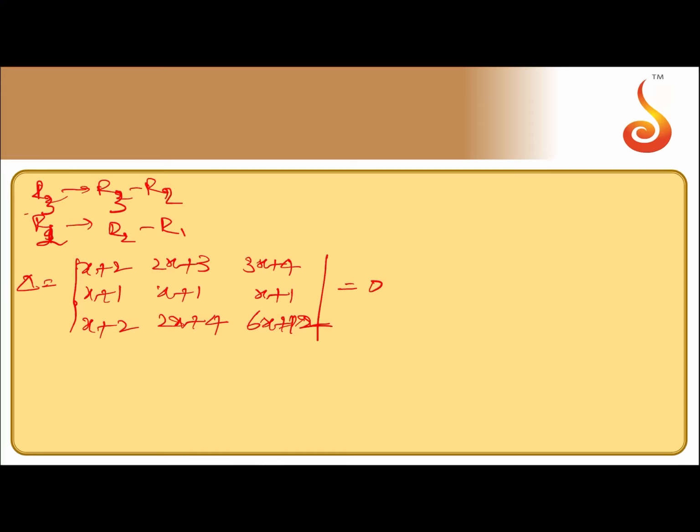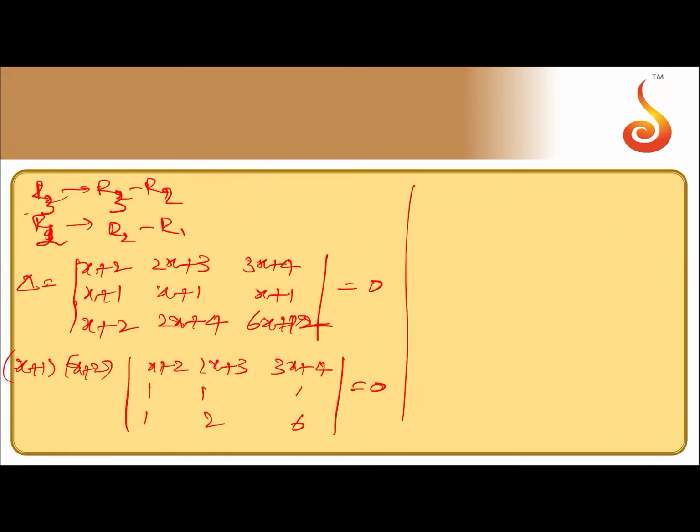That implies you can take x plus 1 as a common factor and x plus 2 also as a common factor. Determinant: x plus 2, 2x plus 3, 3x plus 4; 1, 1, 1; and 1, 2, 6 is equal to 0. Let me keep this as it is. An expansion of this determinant is x plus 2 multiplied by 6 minus 2, 4, minus 2x plus 3 multiplied by 6 minus 1, 5, and plus 3x plus 4 multiplied by 2 minus 1, 1.